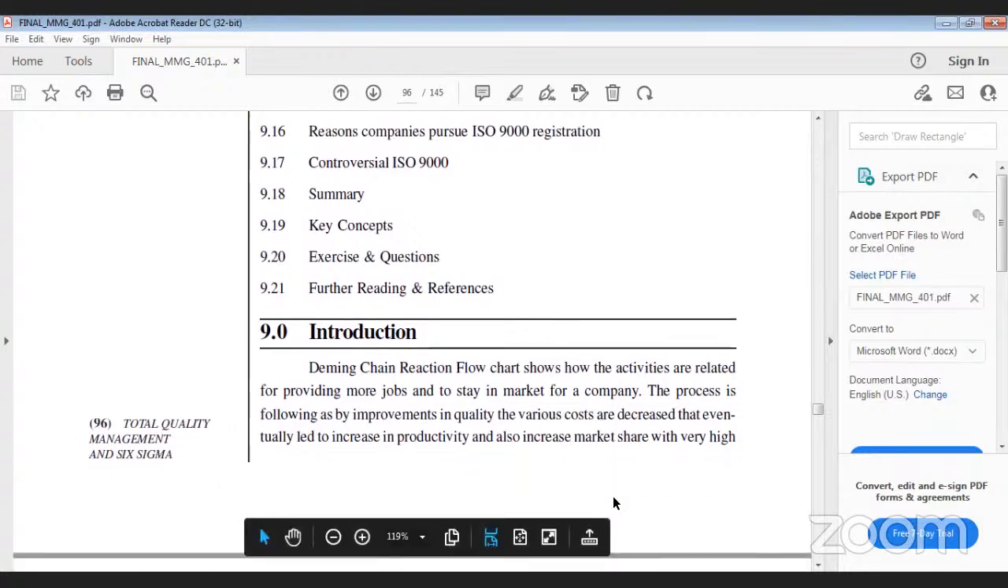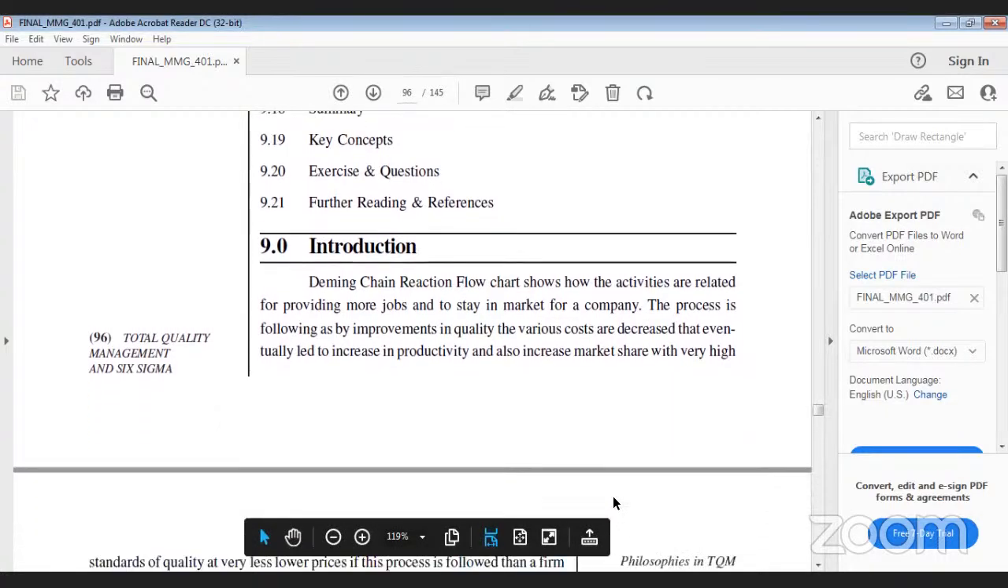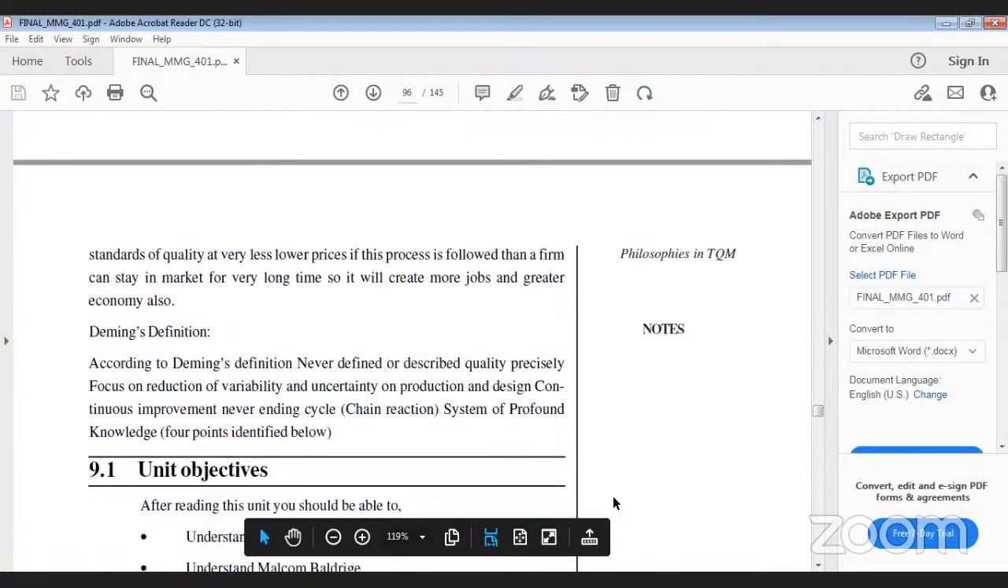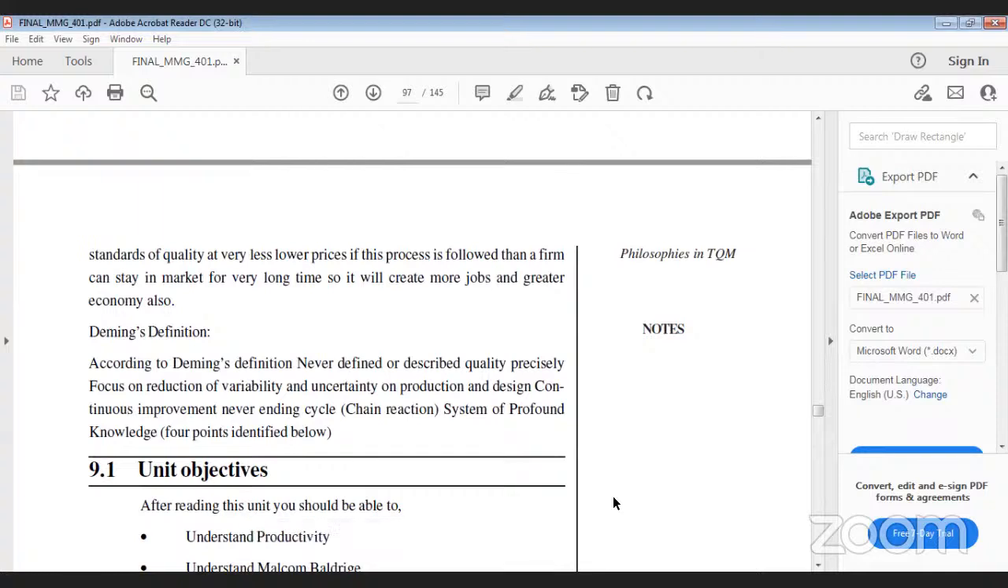So in this way, you will find that there is a Deming definition. He has given the definition here. According to Deming's definition, never define or describe quality precisely; focus on the reduction of variability or uncertainty of production and design, with a continuous improvement, never-ending cycle. Here cycle means chain or chain reaction, the system of profound knowledge. Four points are identified here.